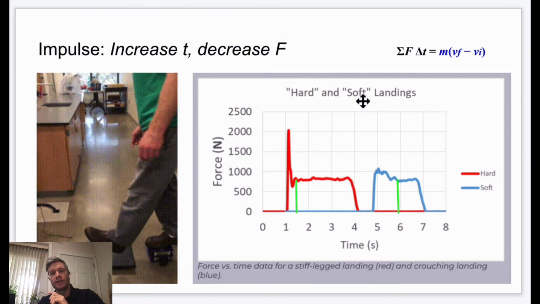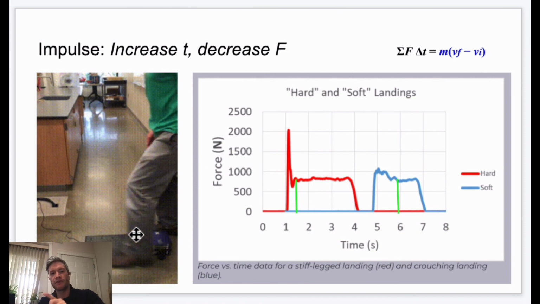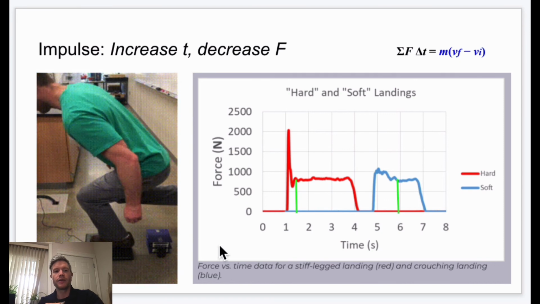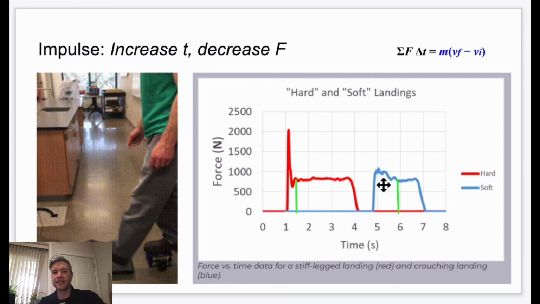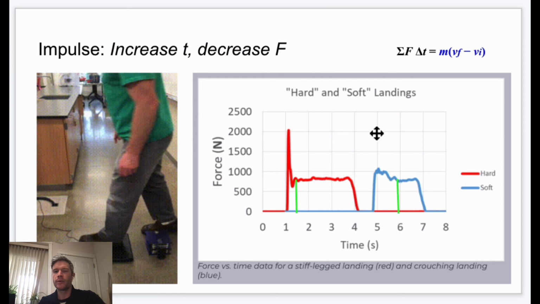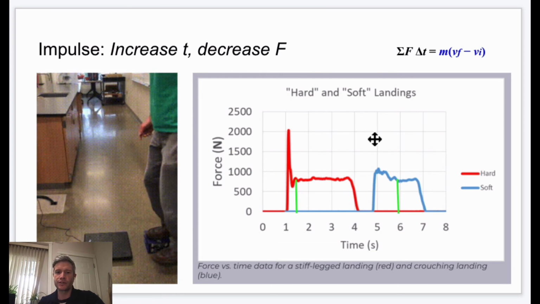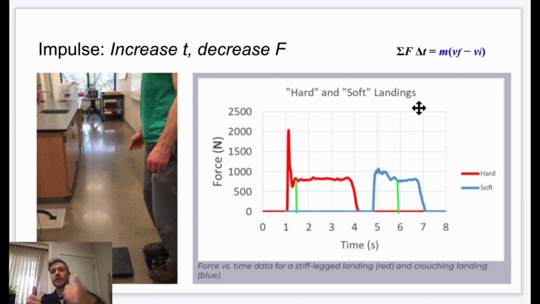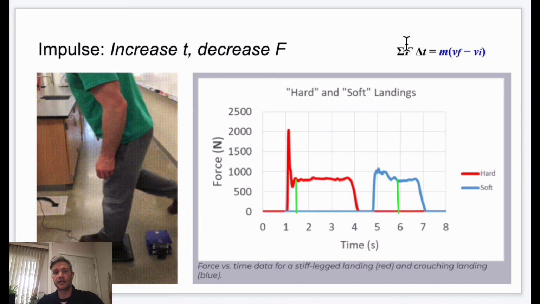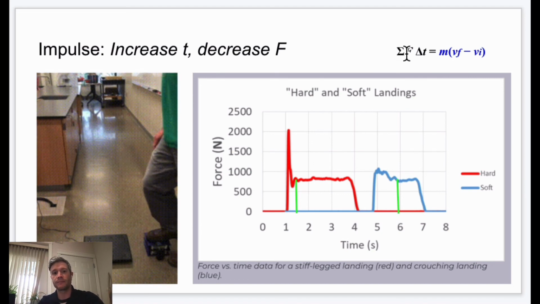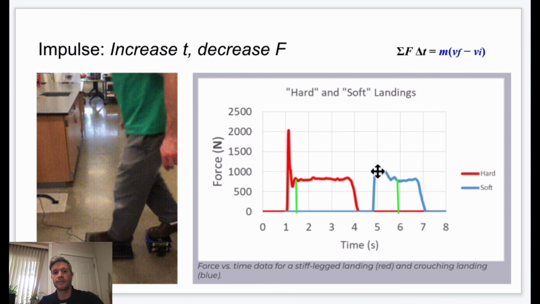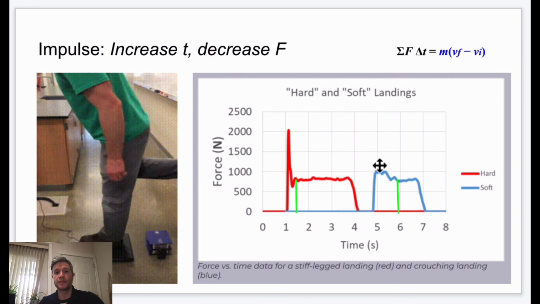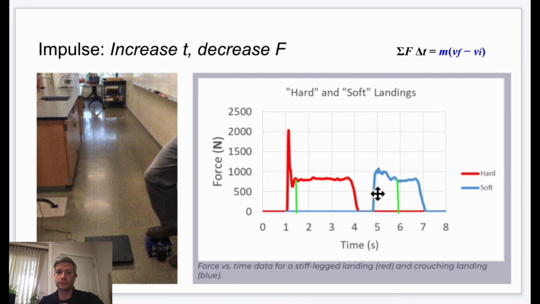But when this person performs a soft landing, as they're about to do now, we notice that the time to stabilization takes a lot longer, but we don't see the same spike in force. So again, here, we're increasing time to decrease force. Okay, so on the left side, longer time, less force. So you could say the peak impulse of a soft landing is much lower.